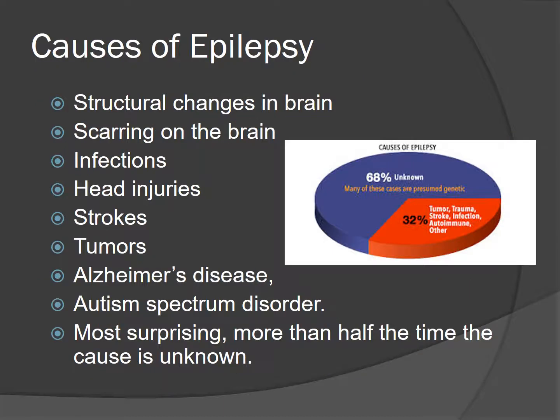Now, some other causes of epilepsy include when you have structural changes in the brain, or scarring on the brain may cause seizures and a diagnosis of epilepsy. Some types of infections, head injuries, strokes, tumors, Alzheimer's disease, and autism spectrum disorder can all be associated with causes of epilepsy. But again, as I mentioned before, over half the time, the cause for the seizure is unknown, or the cause for the diagnosis of epilepsy itself is unknown.